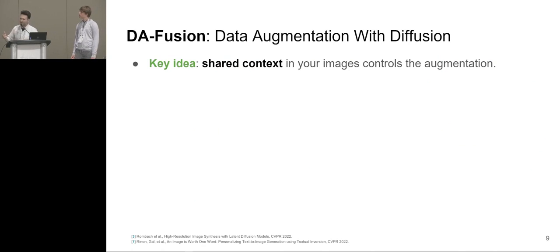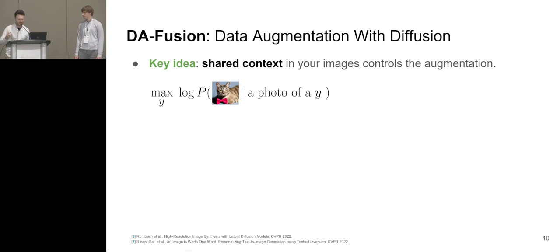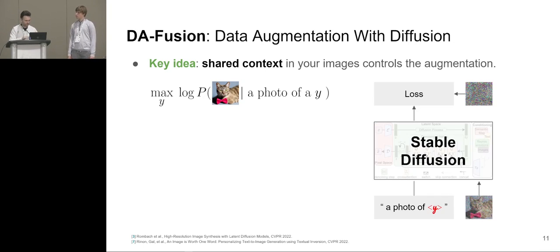The key idea with our approach, DA Fusion, data augmentation with diffusion models, is to use shared context in the images in your data set for controlling how those images are augmented. So our model has two parts. There's an adaptation component that takes the model and adapts it to the content in your data set so that the model pays attention to, for example, if there's a train in your image, or in this image in particular, it identifies that this is an image of a cat wearing a bow tie. We'll talk about next how we generate those images, but let's first pay attention to the fine-tuning component.